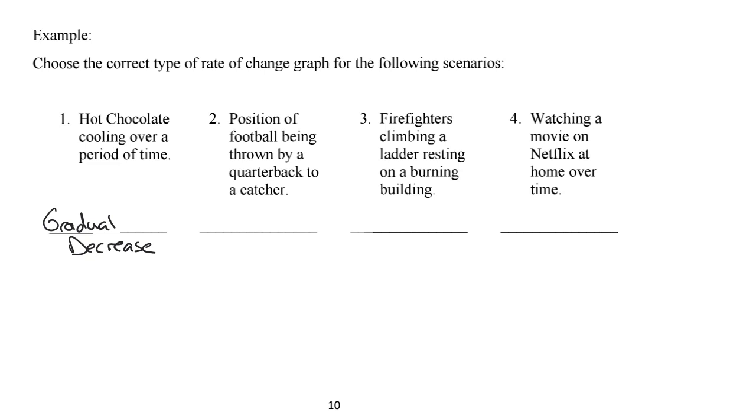Now, how about the position of a football being thrown by a quarterback to a catcher? Now think about that. That's going to go up and then back down again. So this is going to be a gradual increase/decrease. And you might even question the word gradual there, because it happens pretty quick.